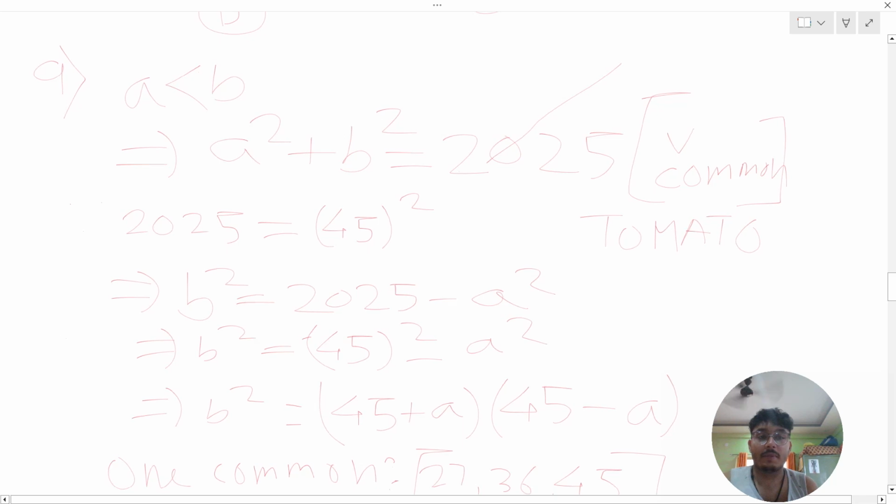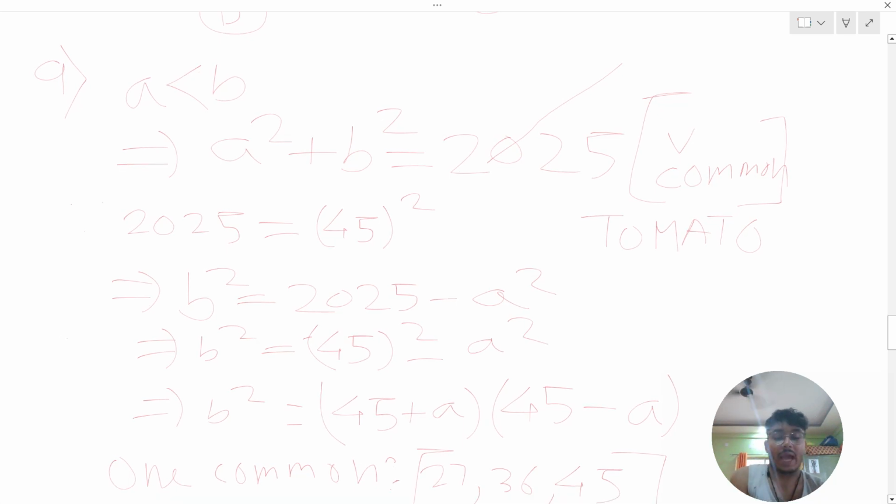Next comes my question number 9, where I have two numbers a and b, necessarily a less than b, and I'm also given a relation a square plus b square equals 2025. I need to find the pair of numbers which satisfy this. Okay, this is a very common question. It's there in tomato. Nice question. Proper use of basic congruence. So yeah, 2025 we know is 45 square.